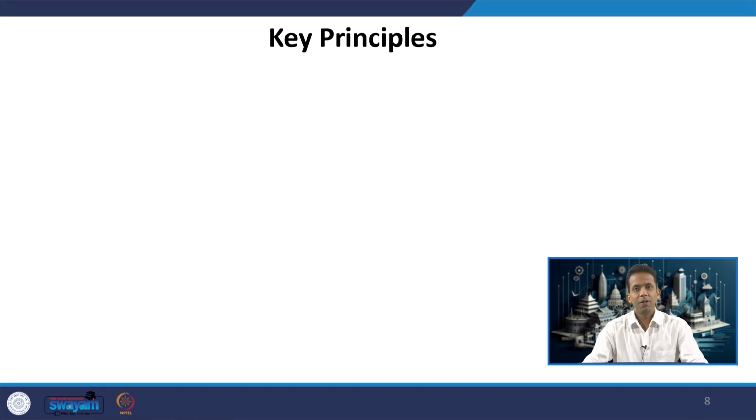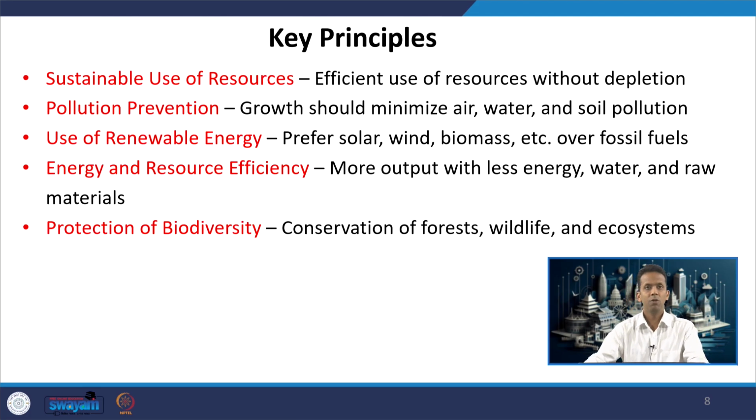The key principles which govern environment compatible growth are listed as follows. There are several key principles, but these are the most important ones, which cover almost all the components of environment. So, one is sustainable use of resources. Whatever resources we use for manufacturing, production, transportation, we should be using them effectively in such a way that they do not get depleted and remain available for future generations.